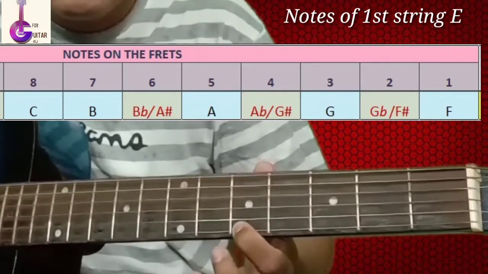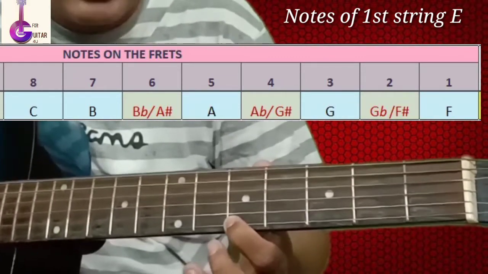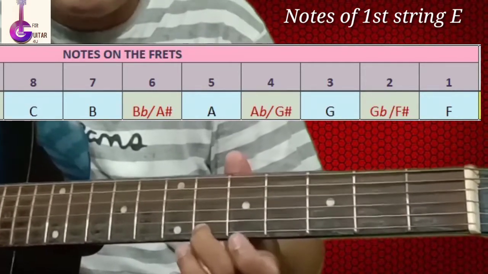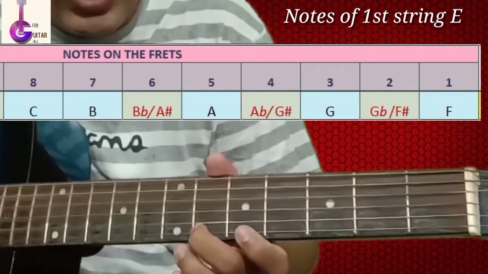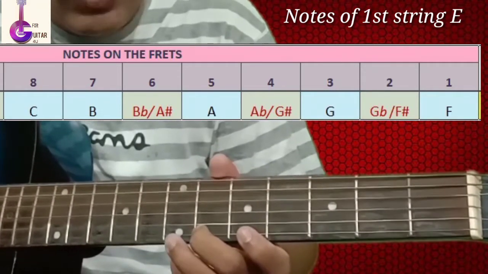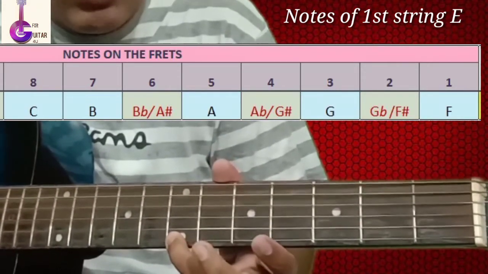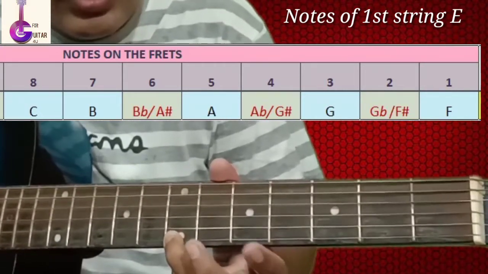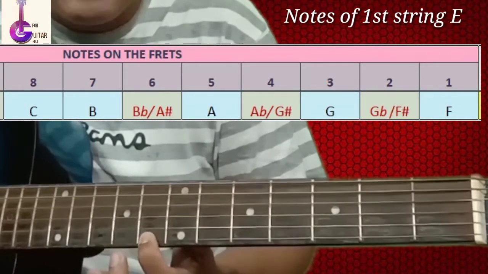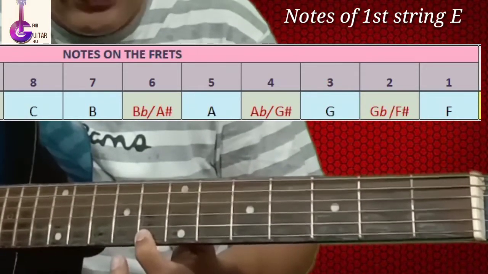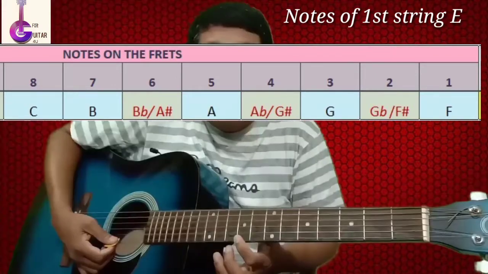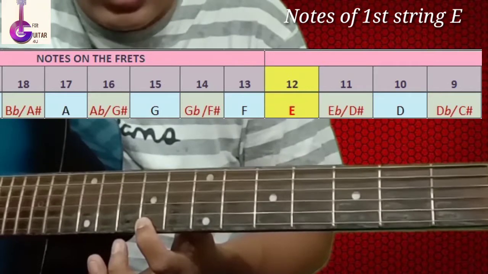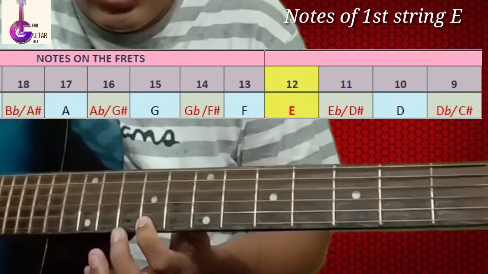Fifth fret is A. Next is A sharp. A sharp is also called B flat. Then seventh fret is B. Then eighth fret is C. Ninth fret is C sharp. C sharp is also called D flat.